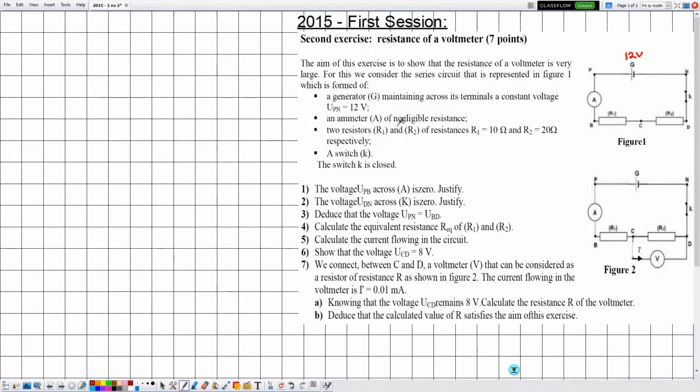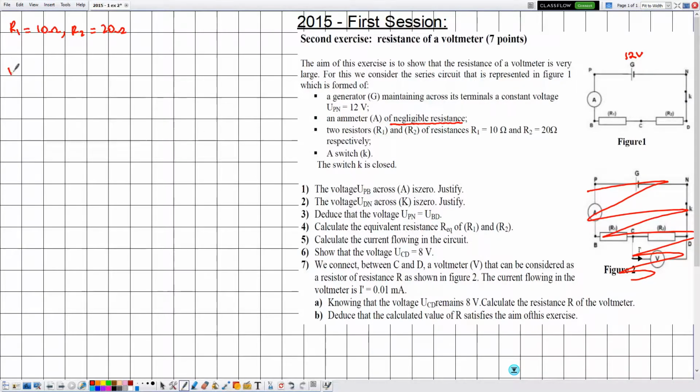An ammeter A of negligible resistance, two resistors R1 and R2 of resistances R1 equal to 10 ohms and R2 equal to 20 ohms, respectively. A switch K, the switch K is closed. Notice that till this moment they didn't mention anything about figure 2, so we are not allowed to use it.